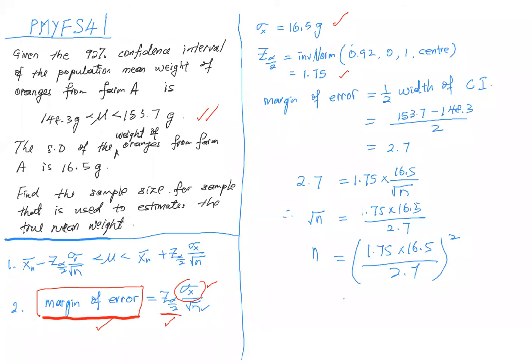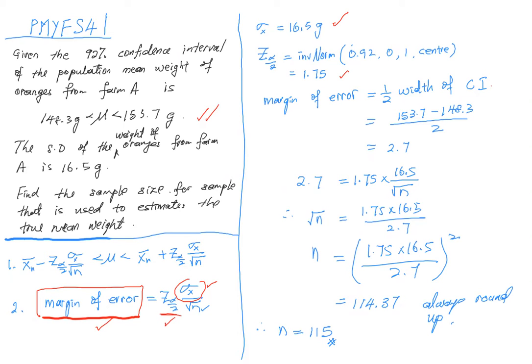So it is 114.37. Okay, so therefore n must be 115. Remember, always round up, because n must be a whole number.